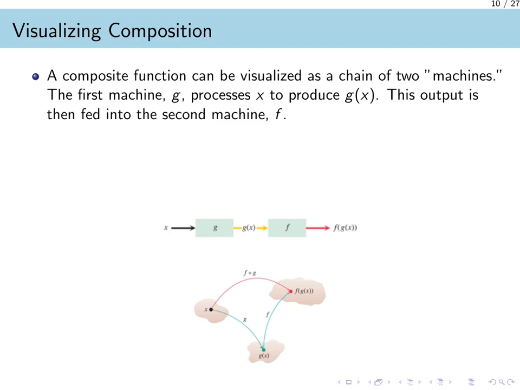Now here is the key step of composition. This output, g of x, is not our final answer. Instead, it becomes the direct input for our second machine, which represents the function f. The function f then takes g of x and produces the final output, which we call f of g of x. Notice that even though we write f first in the notation f composed with g, the function g is the one that acts on the input first. So composition is simply a chain reaction, where one function's output becomes the next one's input.